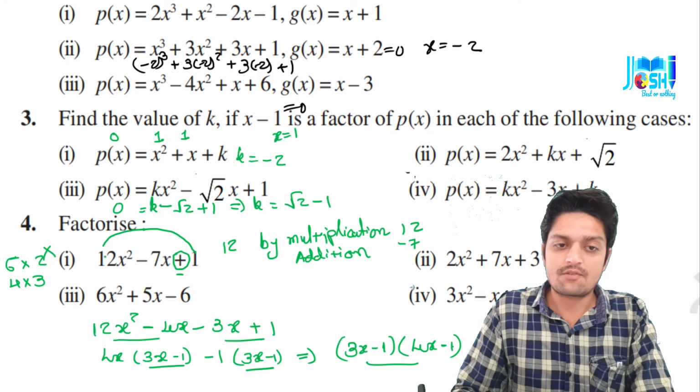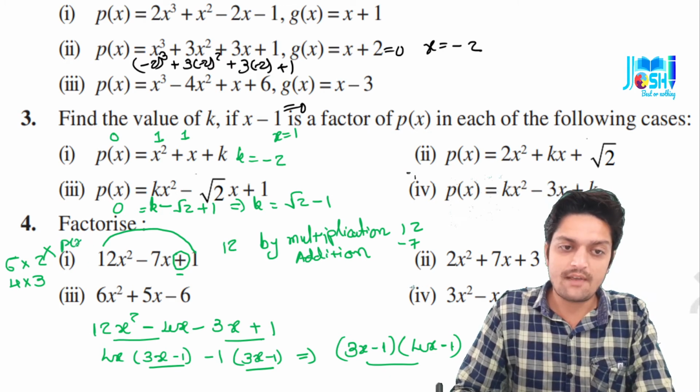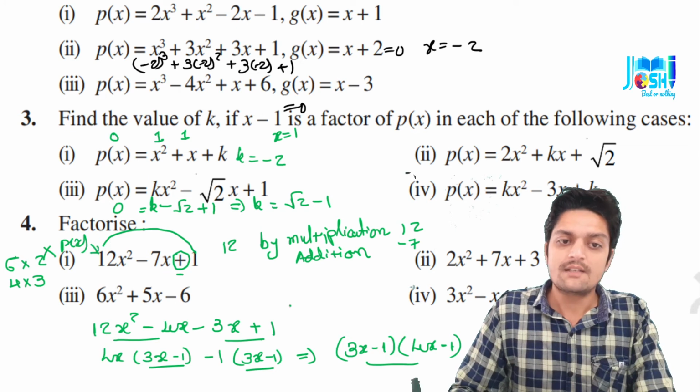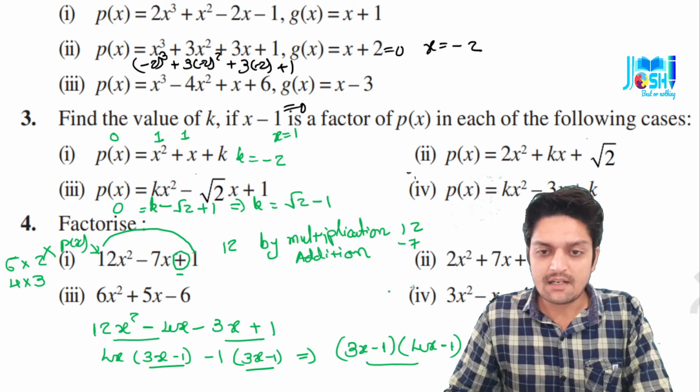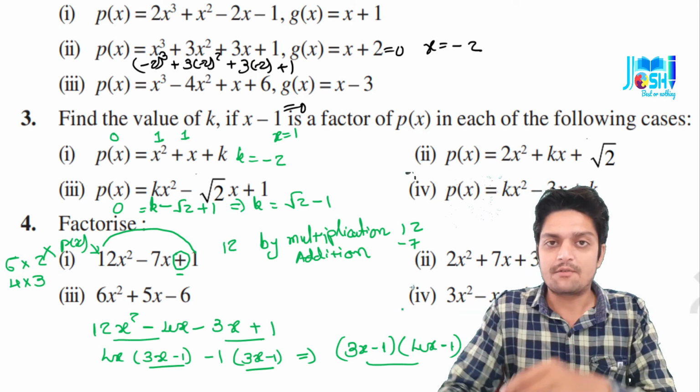Here the question is you have to factorize, and this is your p of x, polynomial of x. So this is the answer: 3x minus 1, 4x minus 1. So this kind of second, third and fourth, all questions you have to solve yourself.